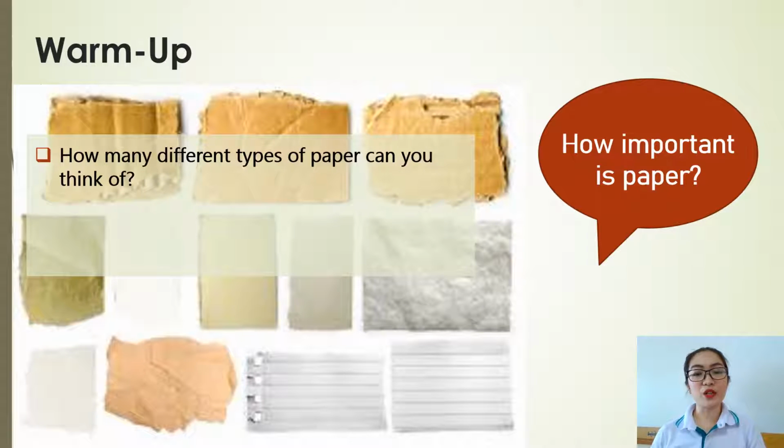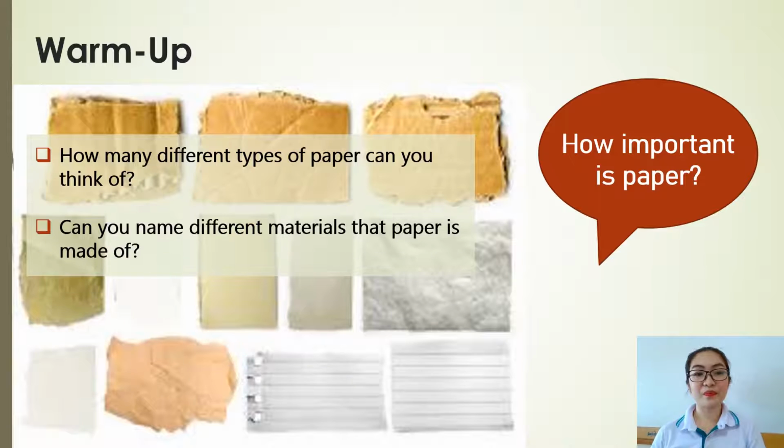Looking at the picture shown, some of the examples would be notebook, writing paper, canvas paper, parcel boxes, and other examples would be newspaper, magazines, toilet papers, and others. Can you name different materials that paper is made of? Let's see if your idea is correct in the next presentation.